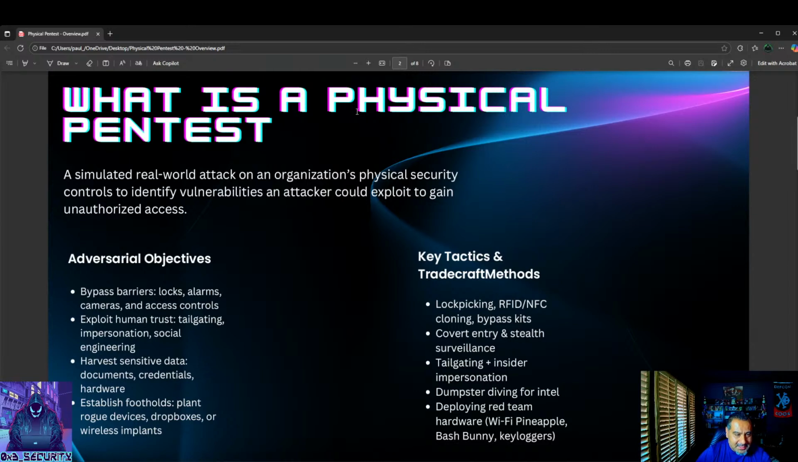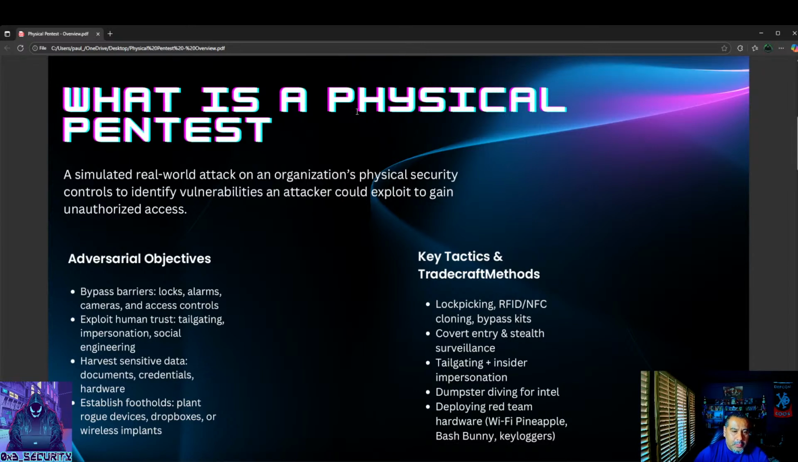What is a physical pen test? A simulated real-world attack on an organization's physical security controls to identify vulnerabilities an attacker could exploit to gain unauthorized access. So adversarial objectives, pretty much, right? We're going to go to the basics. Bypass barriers, locks, alarms, cameras, and access controls. Pretty much your first layer of your physical security.